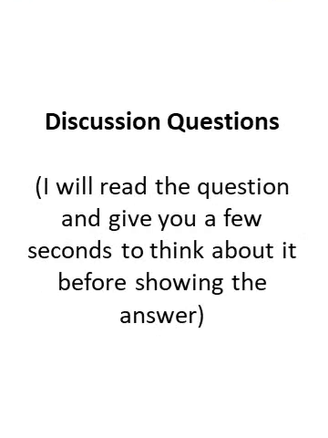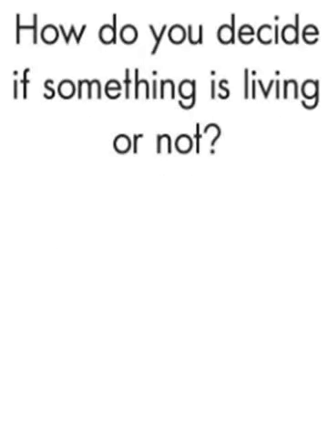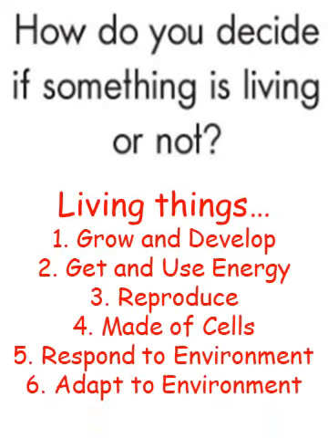Discussion questions. I will read the question and give you a few seconds to think about it before showing the answer. How do you decide if something is living or not? Living things grow and develop, get and use energy, reproduce, are made of cells, respond to the environment, and adapt to the environment.